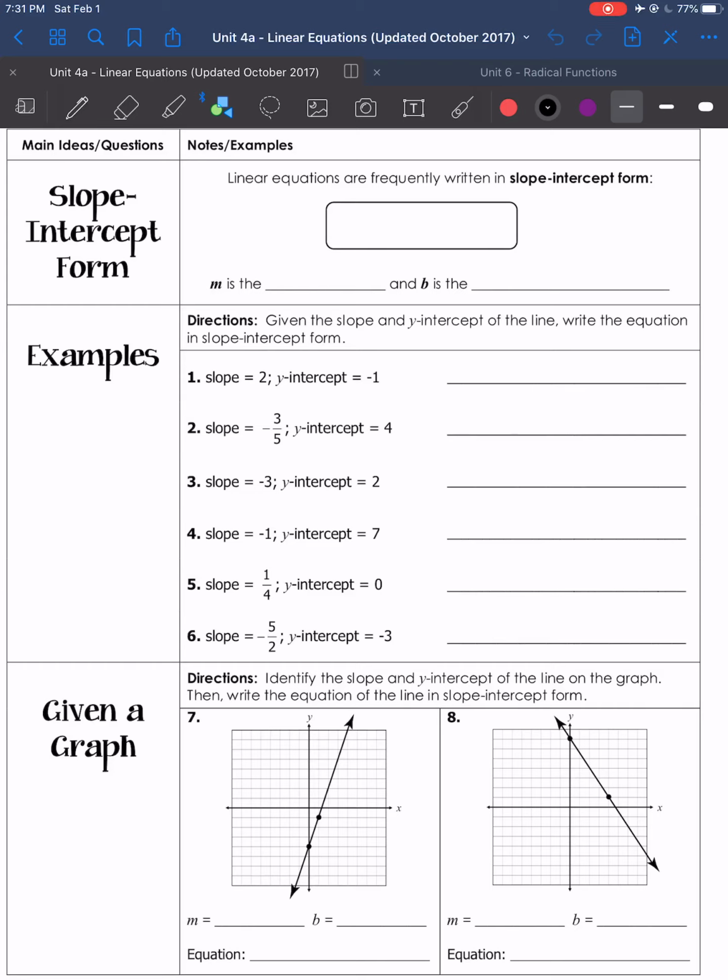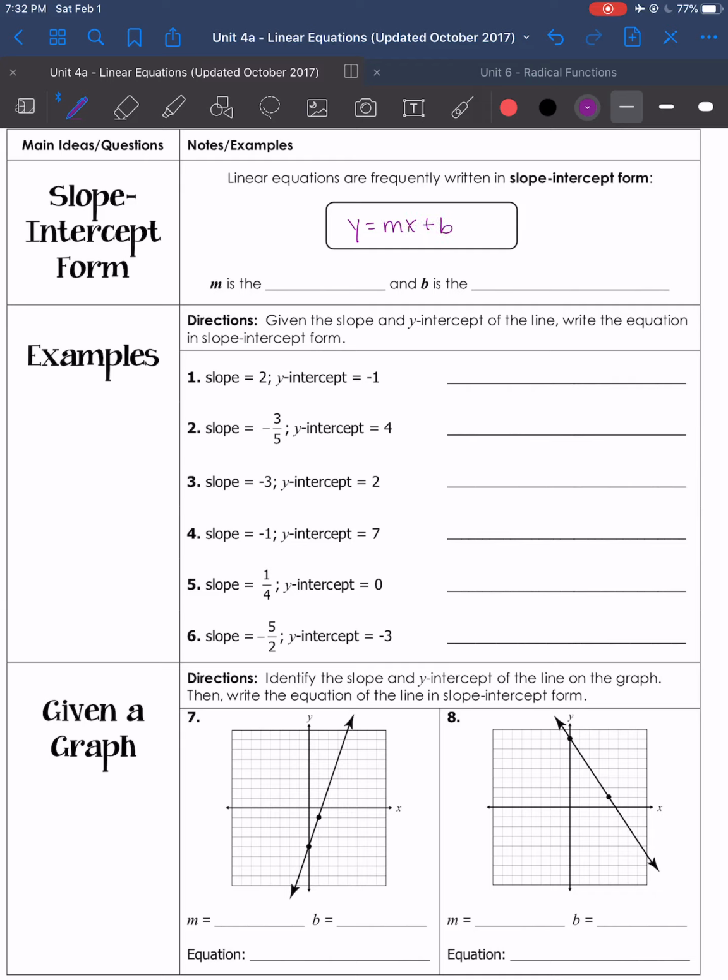In this video, we're going to talk about slope-intercept form and how to find it given the y-intercept and a slope, and given a graph. So the main thing with slope-intercept form is it's a linear equation, and slope-intercept form is y equals mx plus b.